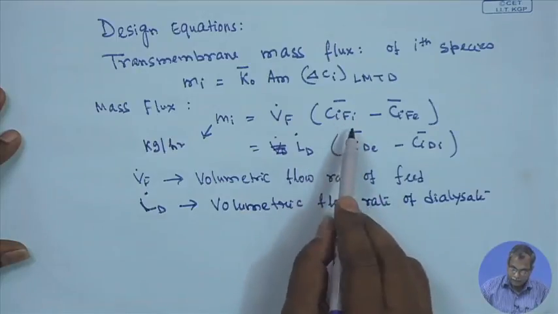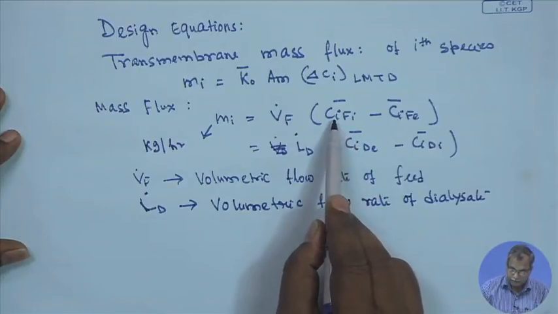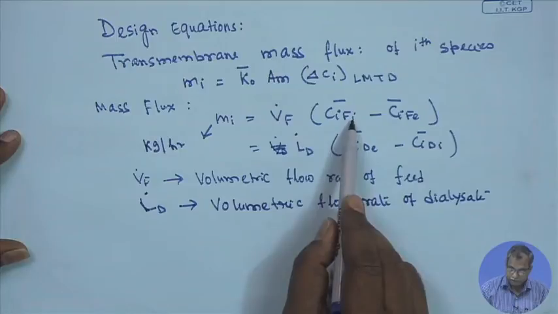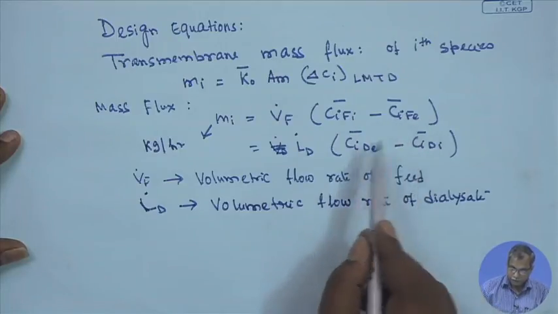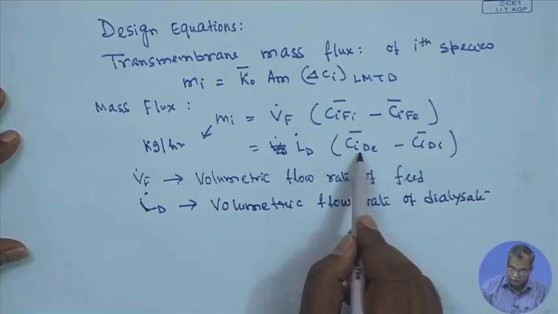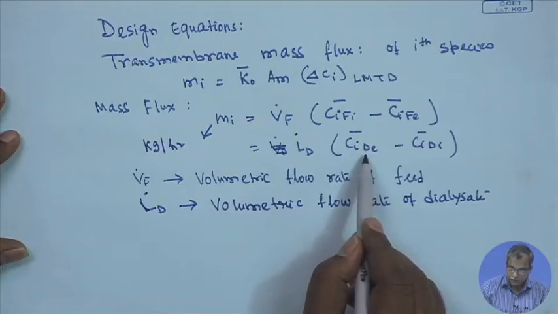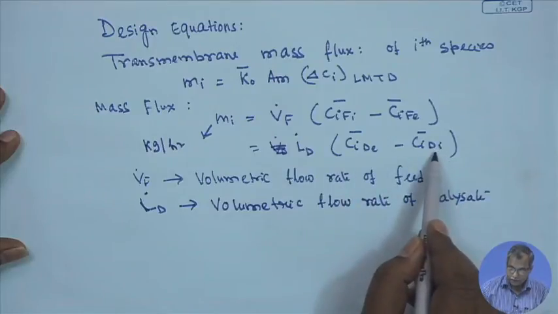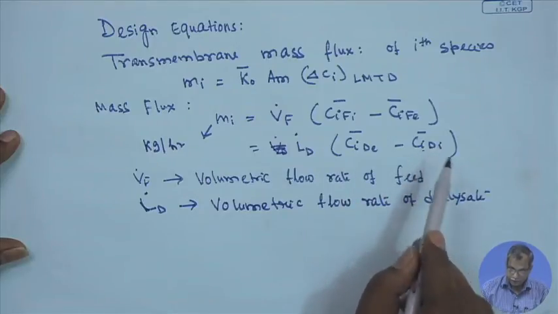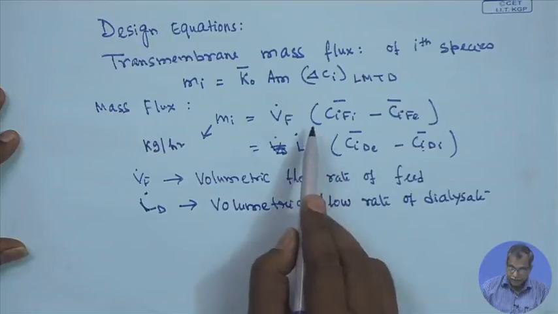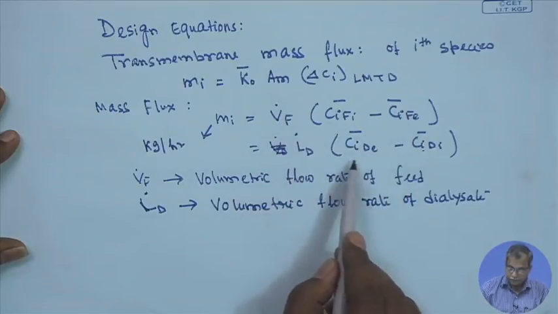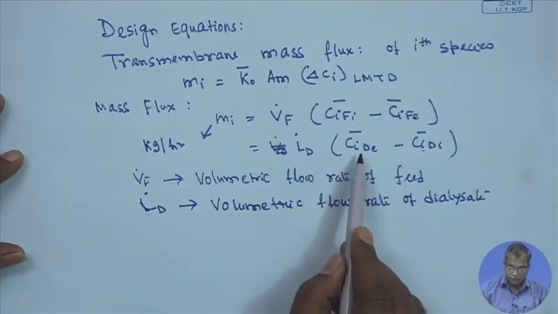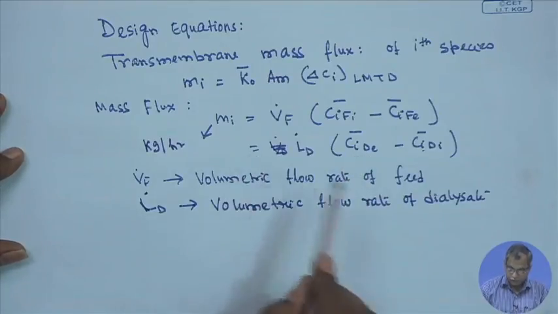C_i f_i is, for the ith species, the concentration that is going into the system by the feed stream, and the concentration of solute that is going out of the feed stream. So, C_i d_e is the concentration of ith solute that is going out of the dialysate side, and this is going into the dialysate side. Typically, this will be equal to 0, and the amount of solute that will be lost by the feed side will be the amount of solute that has been gained by the dialysate side. So, these two will be equal.